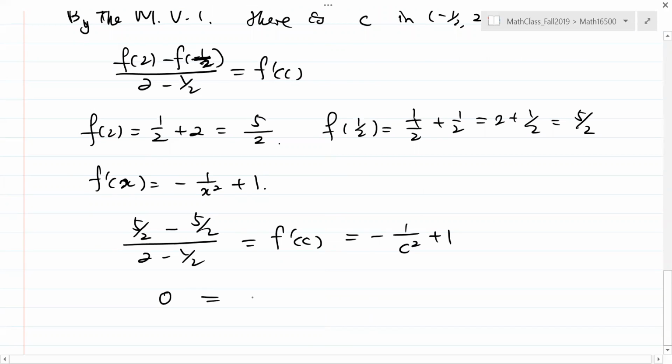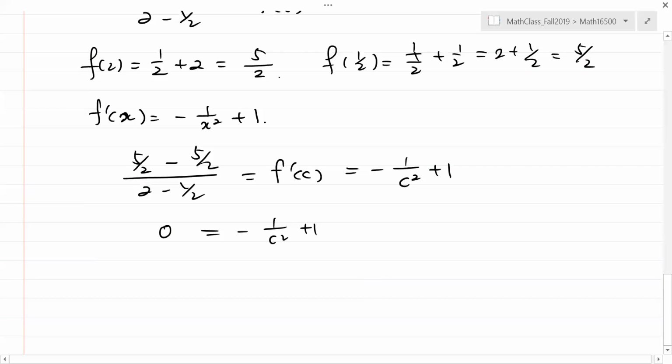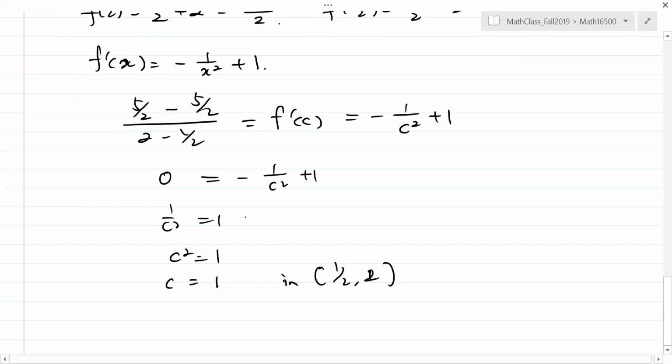Look at this: 0 equals negative 1 over c squared plus 1. How do you solve this equation? Well, you move 1 over c squared to the left-hand side. So this is the same as c squared equals 1. c is going to be plus or minus 1, because we are looking for a number in this interval, and you have one solution.